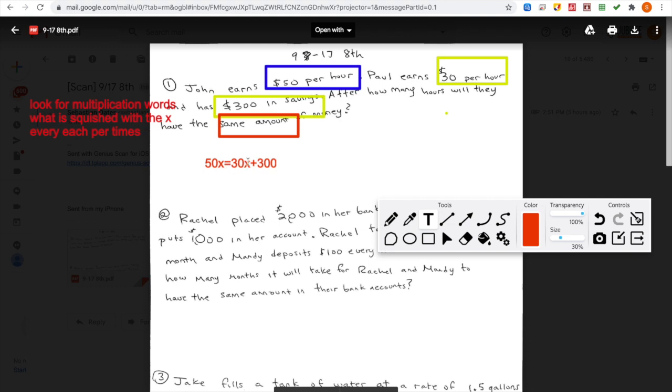So Paul's going to start out with more because he's going to have that $300 in the bank. But eventually, John's going to catch up to him. So show your work to show you guys that we're watching this. Go ahead and solve this. We're going to hit F2. We're going to go to solve, enter the equation, comma, x, close parentheses, and then we're going to click enter. That's when we'll find out how many hours they have to work when they'll have the exact same amount.